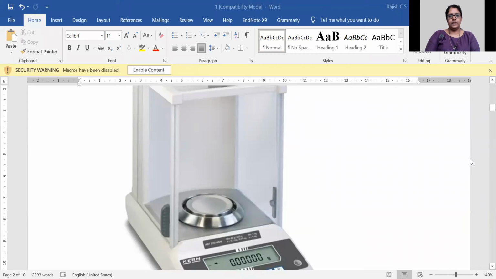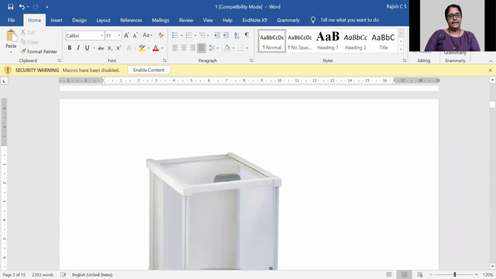So with that in mind, now let us look at an analytical balance or a weighing balance as it's called. So I'll share the screen with you. Yeah, so this is essentially an analytical balance.